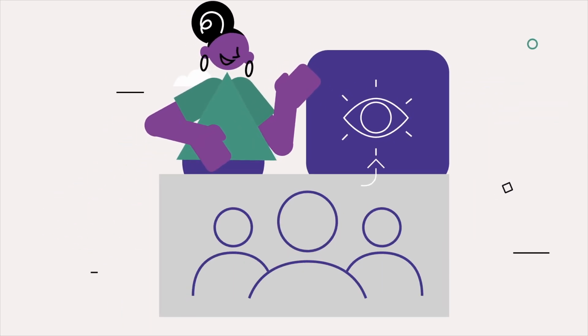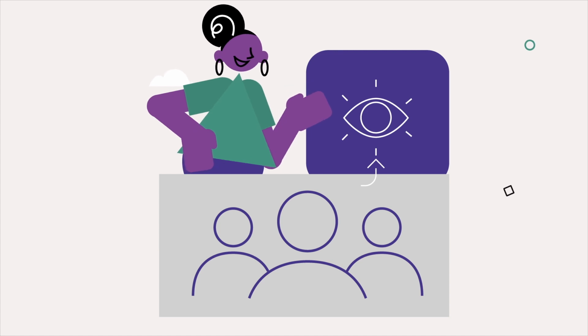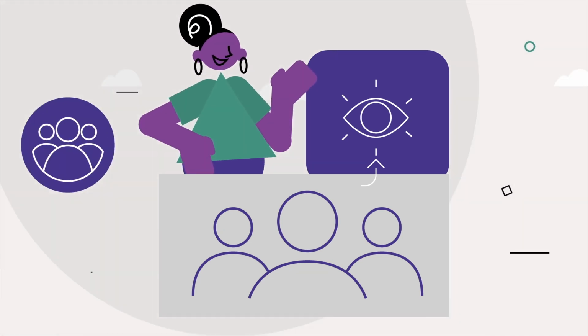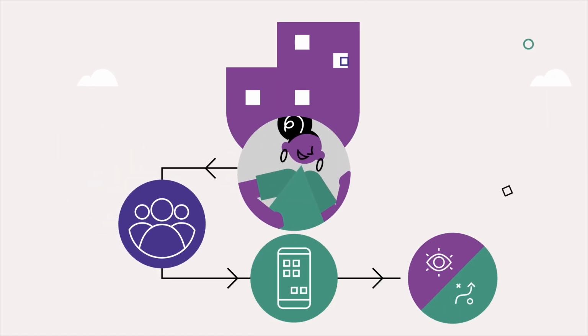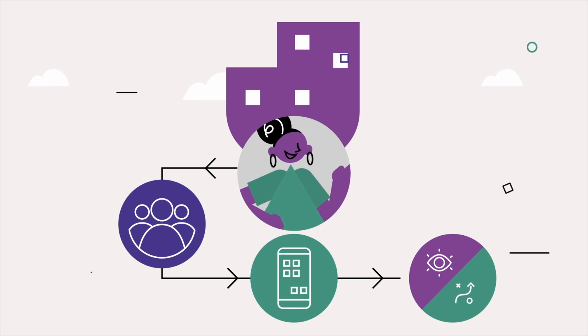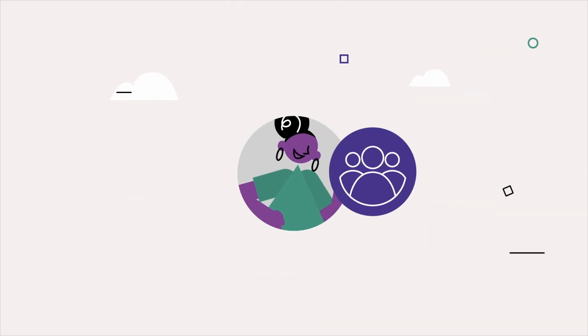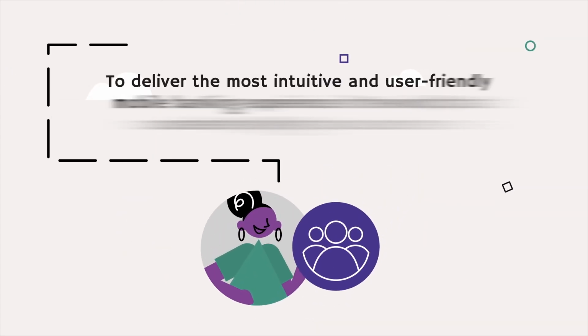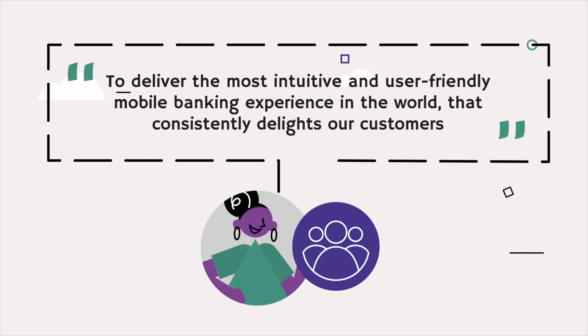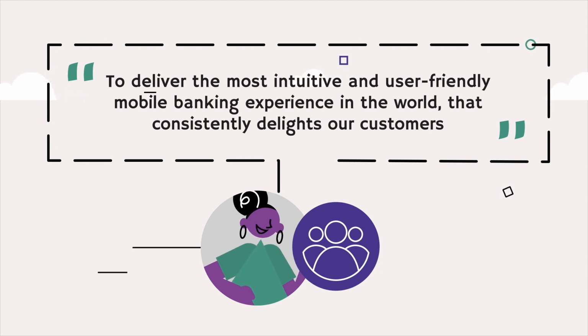Now let's take a look at another example, but with a slightly different perspective. Instead of creating a vision for a large company, let's create a vision for a team. Sarah is a manager at a global financial services company, and she leads a team that is focused on developing her company's mobile banking app. Sarah brings her team together to work on their vision and strategy, and together they come up with the following vision: to deliver the most intuitive and user-friendly mobile banking experience in the world that consistently delights our customers.